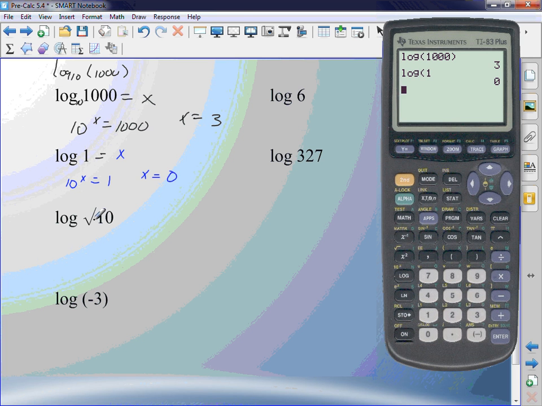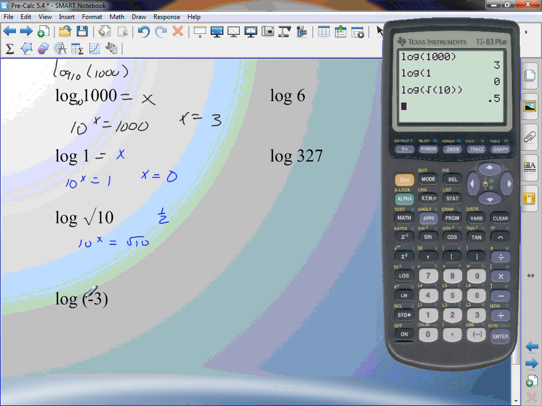Now, this would mean 10 to the what is the square root of 10. This means to the, would you say the half? Now I can take the calculator, put in log of square root 10, I get 0.5.